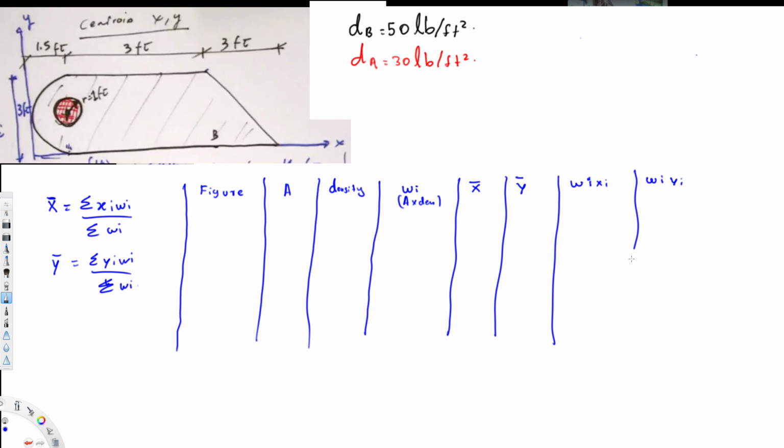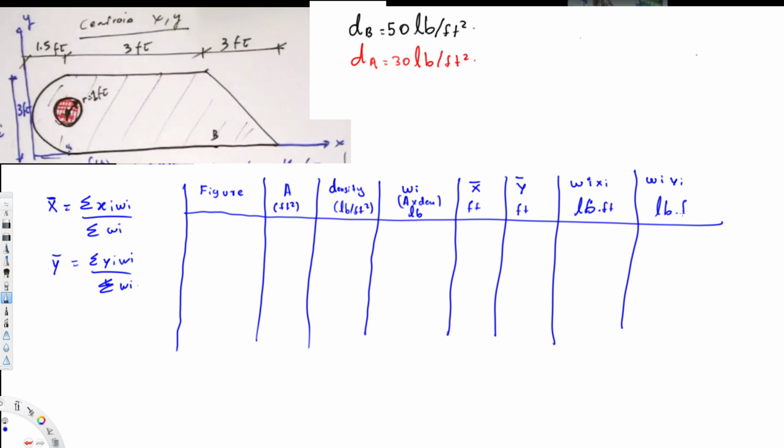Let's put the units here. First of all I created the table, so let's put the unit for everything. Area is going to be feet squared. Density is going to be pounds per feet squared, and weight is going to be simply pounds, and distance is going to be feet. Also distance is feet. Wi times xi is going to be foot-pounds, and same here. So these are the information we need. Let's see how we can find it.